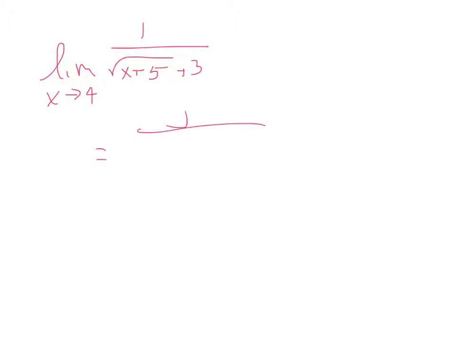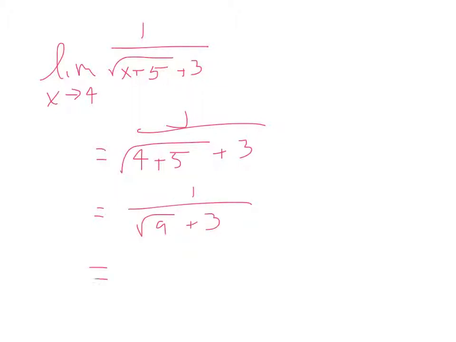So the limit as x approaches 4 of 1 over radical x plus 5 plus 3 is just 1 over radical 4 plus 5 plus 3. We'll simplify that: 1 over radical 9 plus 3, 1 over 3 plus 3 equals 1/6. And we could double check on a graphing calculator, and the decimals should get really close to 0.1666 repeating.